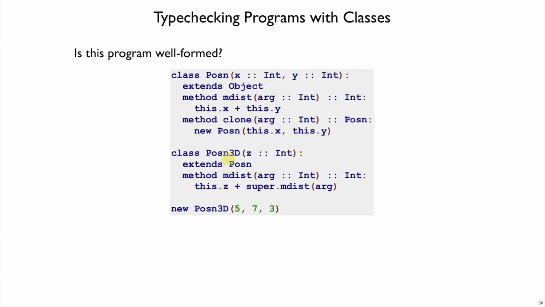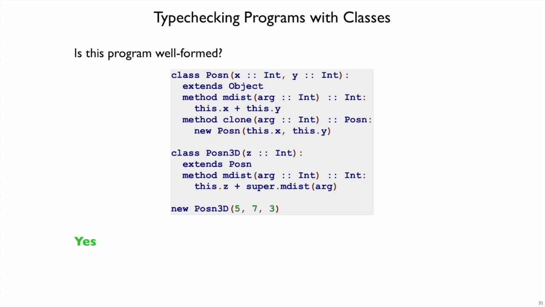What if we make a subclass, Posn3d? So I haven't changed Posn. Since I haven't changed anything here, we expect Posn to still be okay. Posn3d extends Posn. Posn is declared. We add an mdist method. Nothing wrong with that. It takes an argument that's an integer, returns an integer. We do this.z. This time z does exist. Here I have a super call to mdist. Does mdist exist in the superclass? It does, so that makes sense. And we get an integer back. All of this looks fine, so yes, that should pass the type checker.